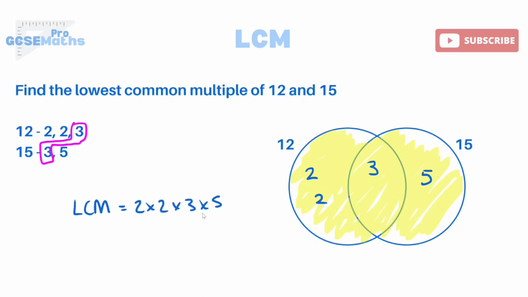Now you might be thinking, well, isn't it just all these numbers times together originally? It's actually not, because do you see how they had 2 3s, but I only wrote down 1. So whatever's in the middle is a pair. You're only going to write it down once. And then you just work that out. So 2 times 2 is 4, times 3 is 12, times 5 is 60. The Venn diagrams method might seem long, but once you've got into the flow of it, it's actually quite fast.